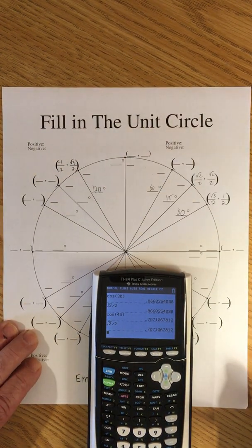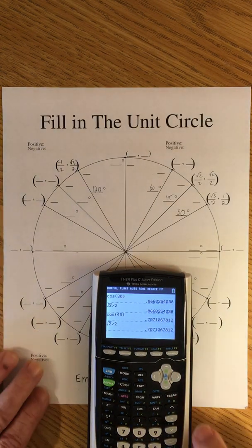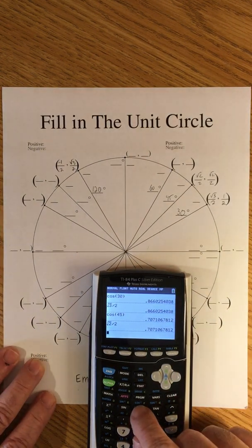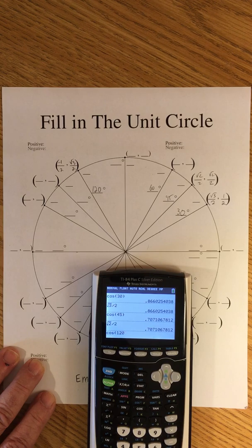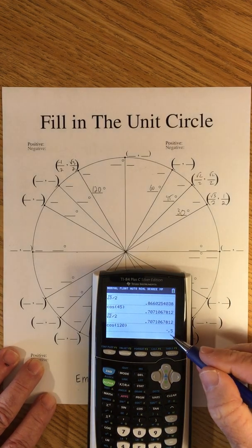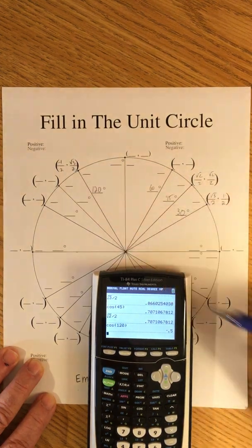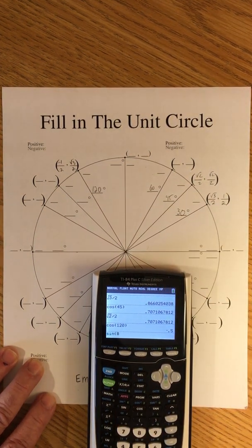All right, let's check by grapher. Cosine, 120. Negative 0.5. Perfect. Sine, 120.